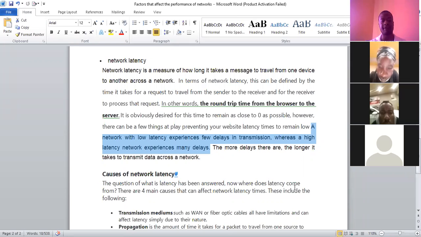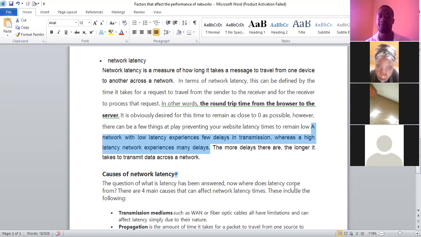It means if you send a message from one computer to another, and it takes 3 milliseconds for you to get your reply, okay? Or you are searching for something, you request a web page from the web server, and it only takes you 3 milliseconds to get the result. So that network has got a low latency.